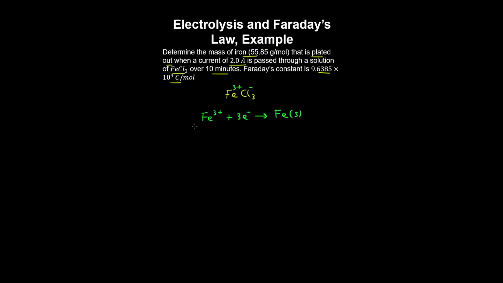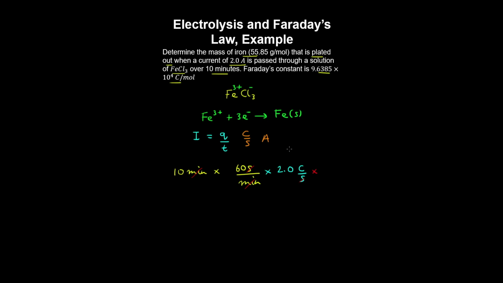Now using Faraday's law, the current is the charge transferred on time, which is in coulombs per second, or amps. So we have the time given in minutes, and we convert this to seconds. And then multiply this by the current, which is in amps, or coulombs per second, so we can see the units that are cancelling.